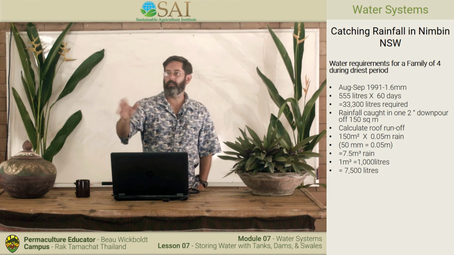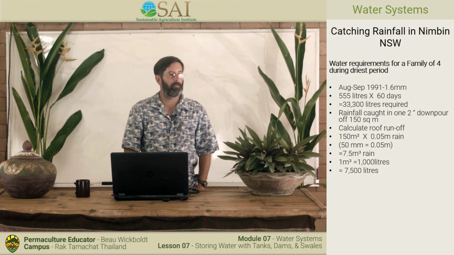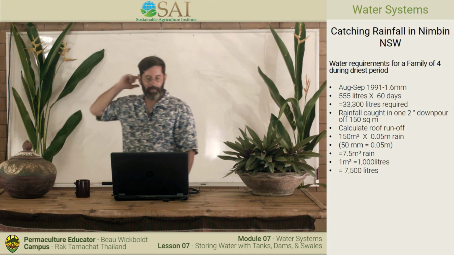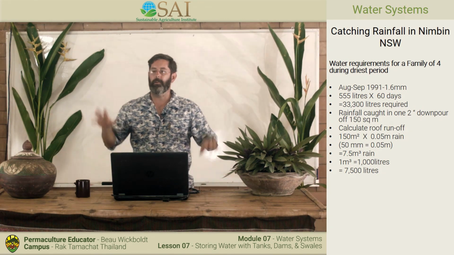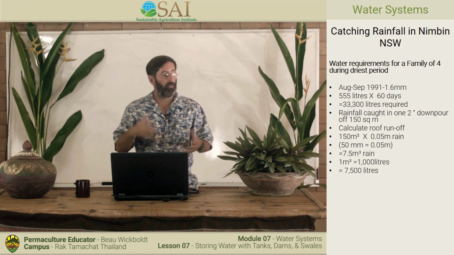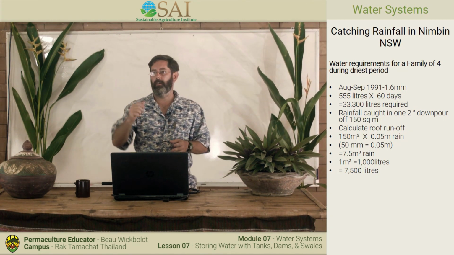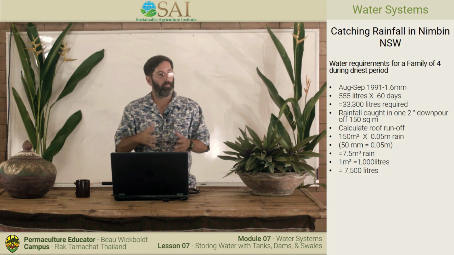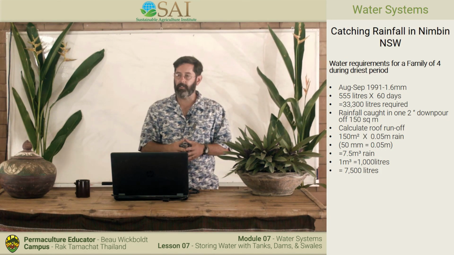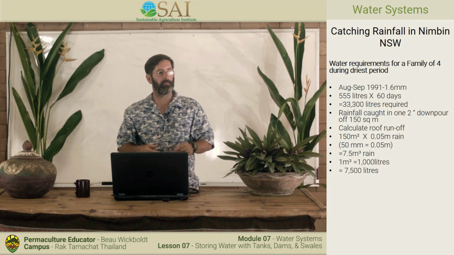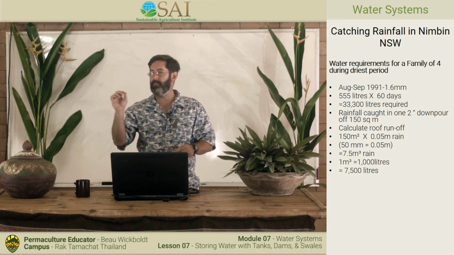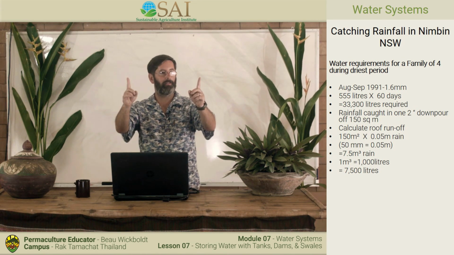So this is an actual calculation from Nimbin, which is an interesting place. If anybody's been to Nimbin in New South Wales, it's kind of a hippie community place. This is the water requirements for 4 people in a house. They looked at the lowest rainfall period in Nimbin, August to September. They only got 1.6 millimeters of water in that duration.